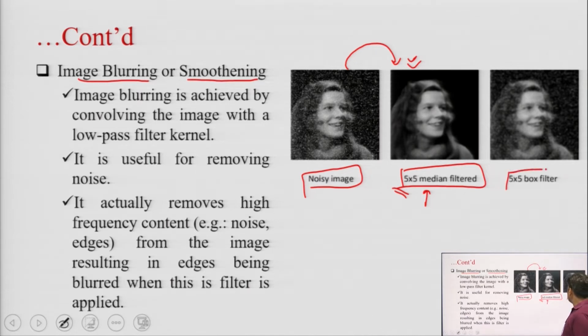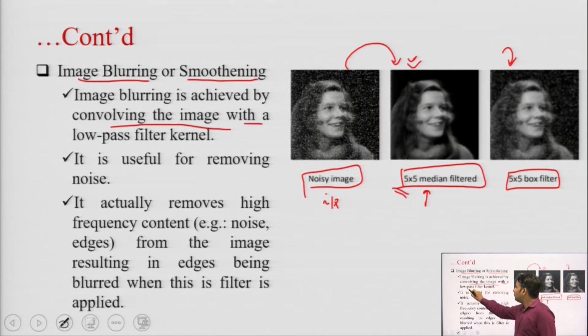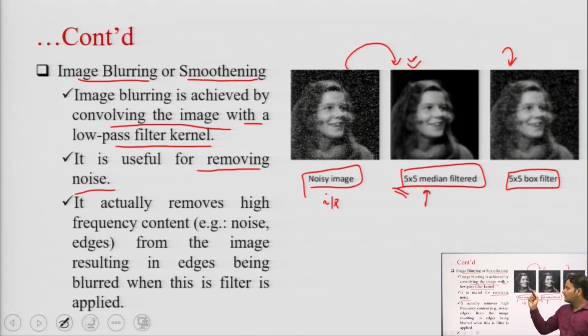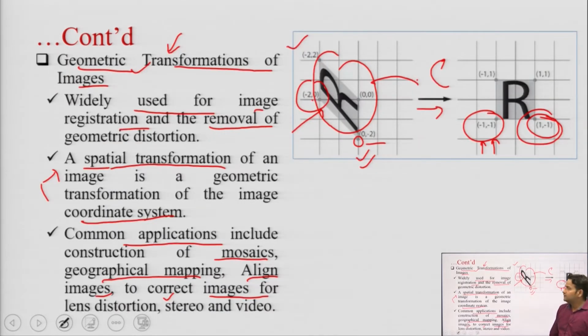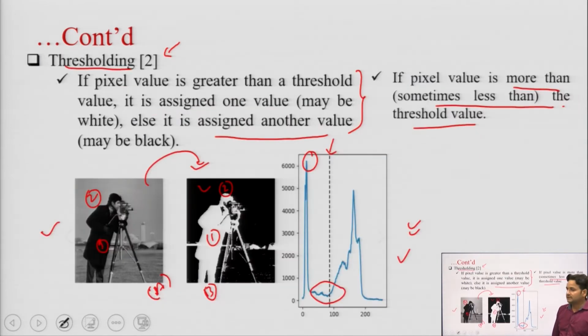After that, if you apply another filter on this input image, then it will look like this. So, see, the image blurring operation is achieved by convolving the image with a low pass filter kernel, and it is useful for removing noise, the same as the previous one, which is thresholding and geometric transformation of images.